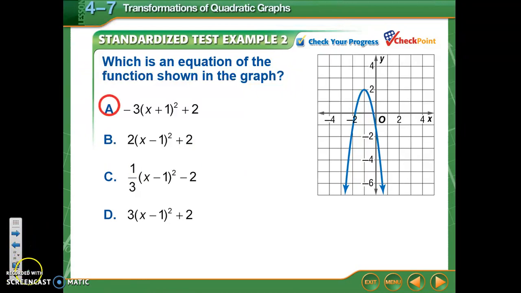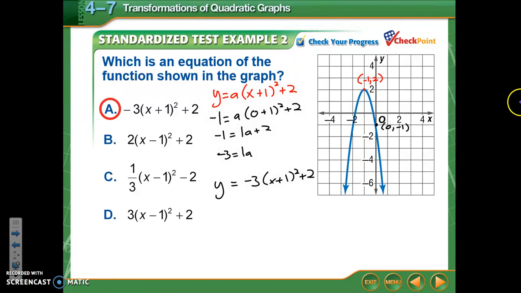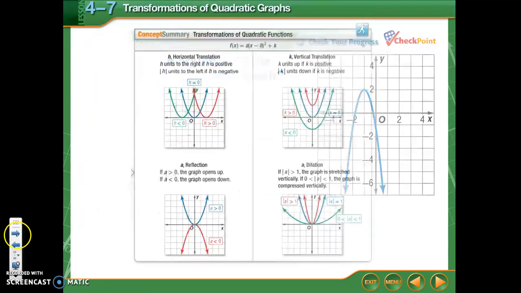Alright, your answer here should have been A. And there is the work if you want to see how we got to that point.